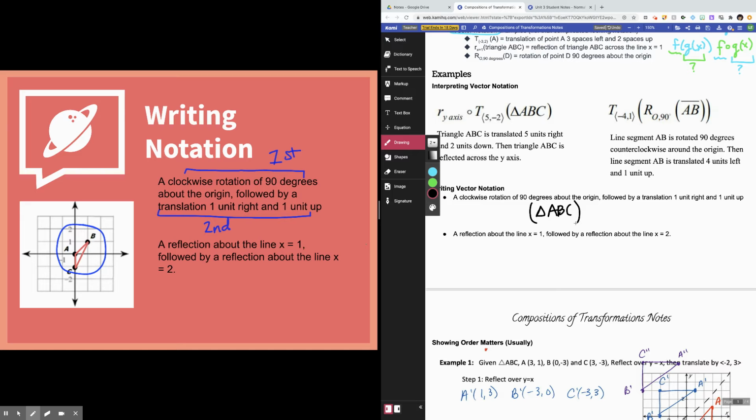Okay, put that in parentheses. I'm going to model mine off of this one. Okay, this is kind of working from the inside out notation. What happened first was a clockwise rotation.